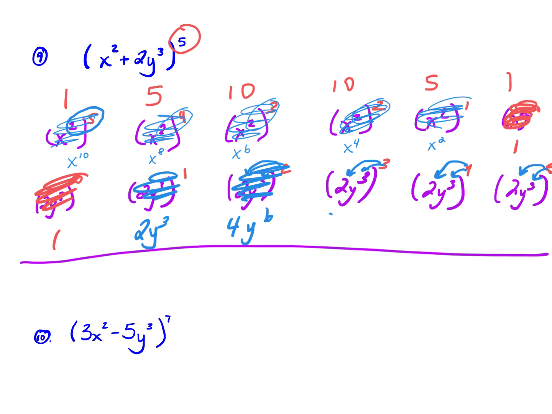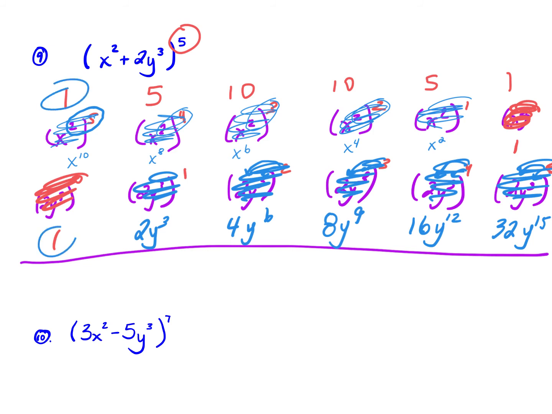2 to the third power is 8. 3 times 3 would give me y to the 9th. 2 to the 4th power. 2 times 2 is 4 times 2 is 8 times 2 is 16. I multiply 3 times 4 and I get y to the what? 12th. Good. Then I have 2 to the 5th power, which is 32, y to the 15th. When you raise a power to a power, you multiply the exponents. So now we're just going to multiply down.